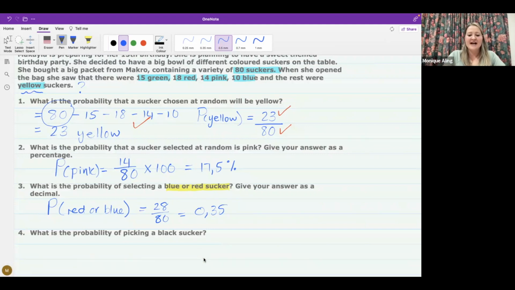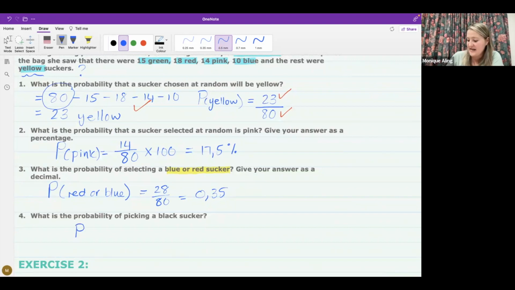And then hopefully a nice and easy one. What is the probability of picking a black sucker from the bag? Nice. Good. So you can say 0 over 80. Nice. Sometimes I like to throw these questions in there as a trick question. Okay, so P.